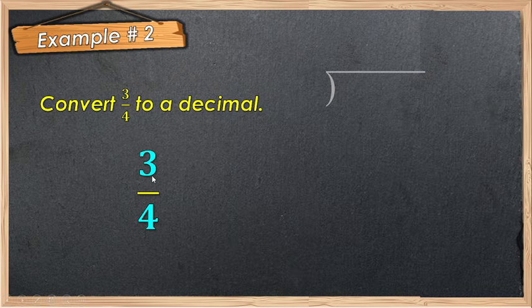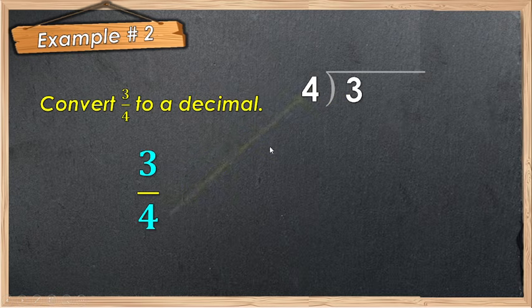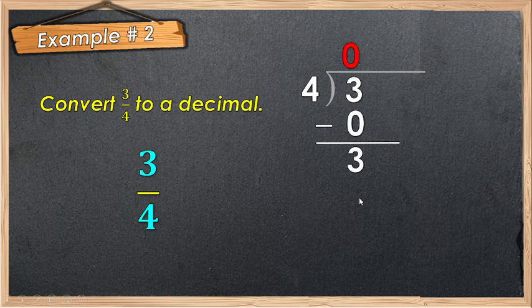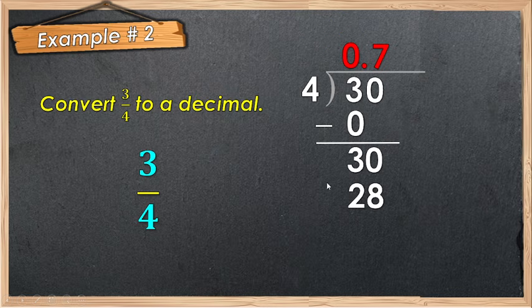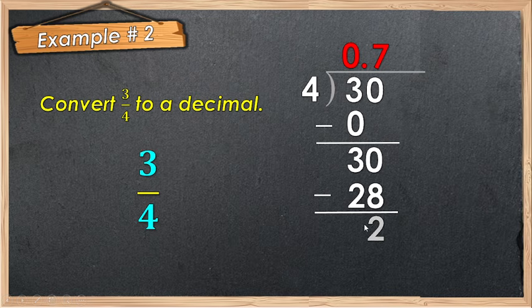First, divide 3 divided by 4. Use again the long division bar. So 3 divided by 4, the answer is 0. 0 times 4, the answer is 0. Then subtract. 3 minus 0, the answer is 3. Again, add 0. Therefore, you need to add the decimal point. Then bring down 0. 30 divided by 4, the answer is 7. Then 7 times 4, the answer is 28. So 30 minus 28, the answer is 2.